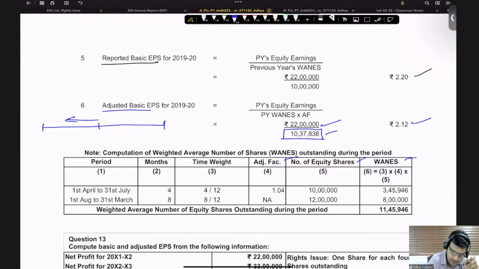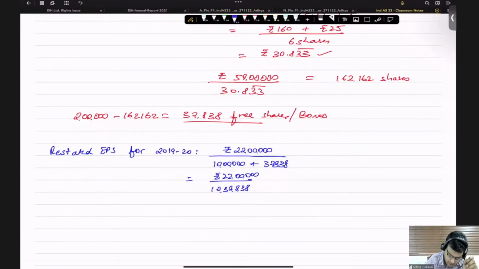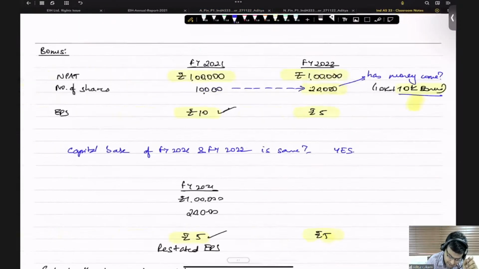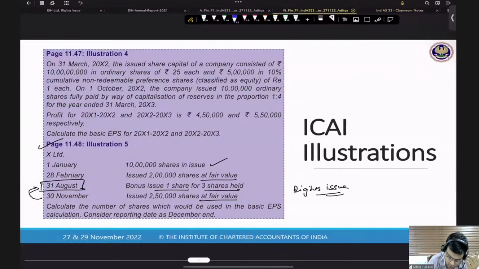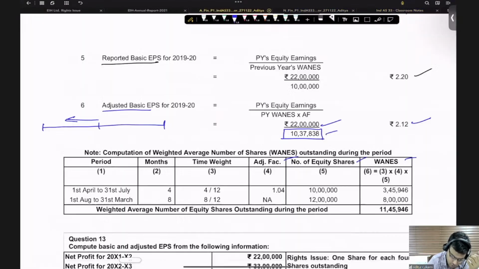Okay. In our example that we saw, that bonus adjustment factor, what am I doing? 1 lakh, I am multiplying by 2 by 1 means what? To 1 lakh shares, I am adding 1 lakh bonus shares. So that becomes 2 lakhs. To 50,000, I am adding another 50,000 shares. That becomes 1 lakh.